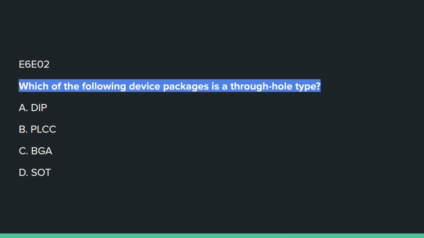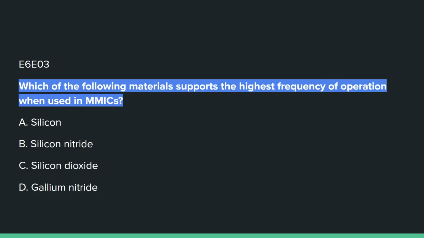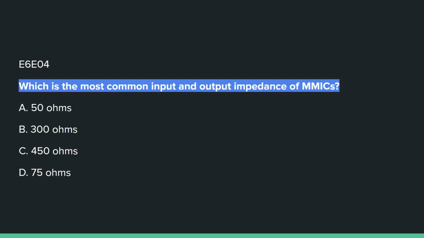E6E02, which of the following device packages is a through-hole type? A. DIP. E6E03, which of the following materials supports the highest frequency of operation when used in MMICs? D. Gallium nitride. E6E04, which is the most common input and output impedance of MMICs? A. 50 ohms.